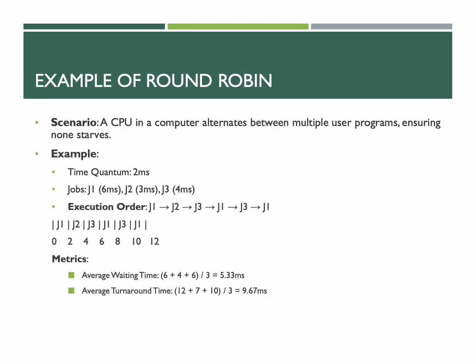Next, we have an example of round robin, where we have a CPU in a computer which alternates between multiple user programs, ensuring non-starvation. So it ensures that there is no starvation. For example, the time quantum is 2 milliseconds. Then we have three jobs, and the execution order will be J1, J2, J3, and then again J1, J3, and J1. So here the average waiting time is 5.33 milliseconds, and the average turnaround time is 9.67 milliseconds.